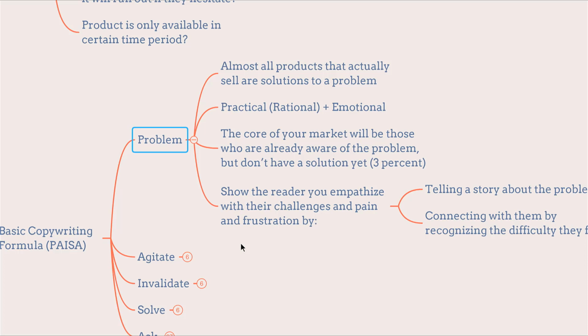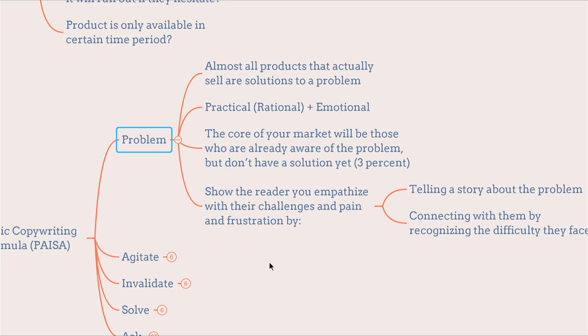Practical plus emotional. Just like what we talked about, your solutions can either make your life easy by having some type of a rational ROI case, or an emotional case where they can have more time spending with their family as a result of your service. The core of your market will be those who are already aware of this problem but don't have a solution yet. Usually this is going to be 3% of your audience.